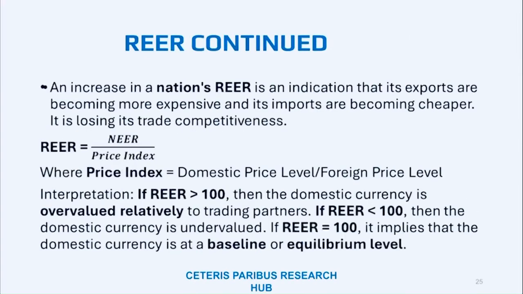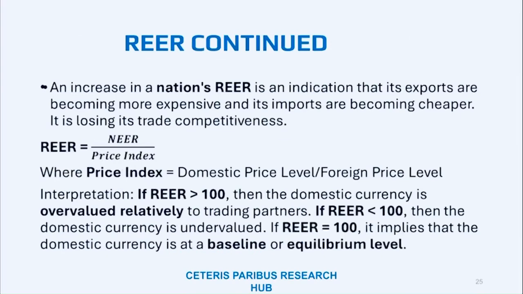So basically, an increase in a nation's real effective exchange rate is an indication that the exports are becoming more expensive and imports are becoming cheaper. Otherwise, it is losing its competitiveness. Conversely, if the nation's real effective exchange rate is decreasing, then it's an indication that the exports are becoming cheaper and its imports are becoming more expensive. So it is gaining strength or more trade competitiveness.